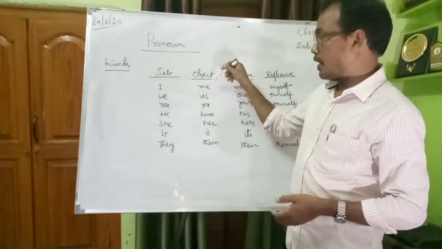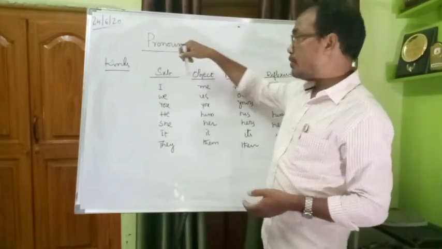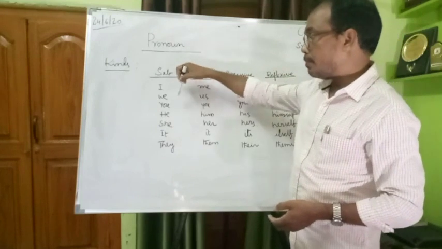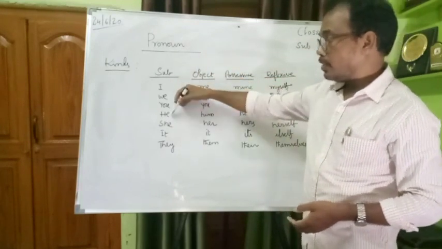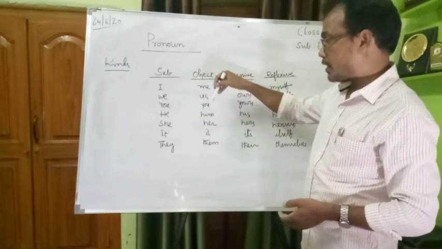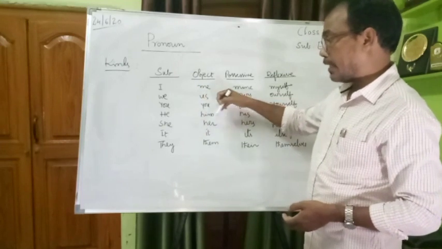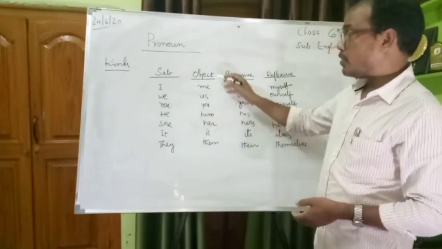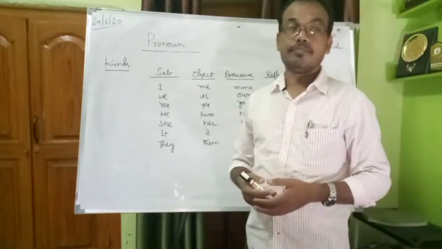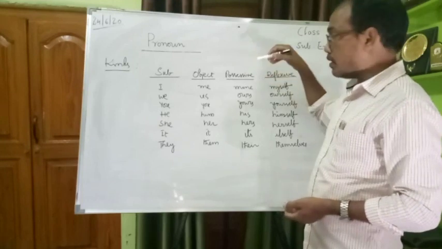Now, objective pronoun. I, objective me. We, objective us. You, objective you. He, objective him. She, her. It, it. They, them. This is called object, the objective pronoun.